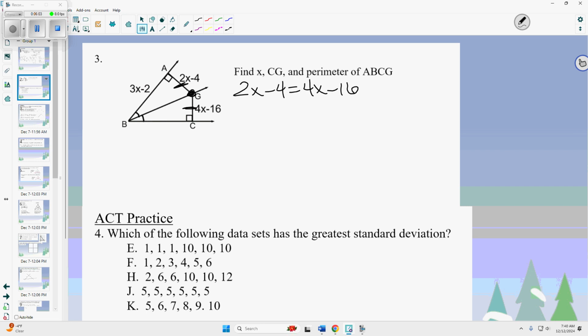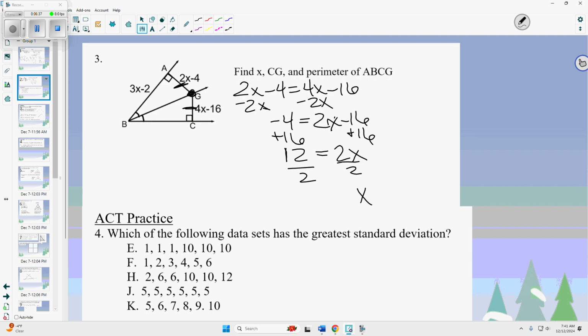Okay, now what? How are we going to solve? All right, subtract 2x from each side. Add 16. It's 12. So x is, okay.